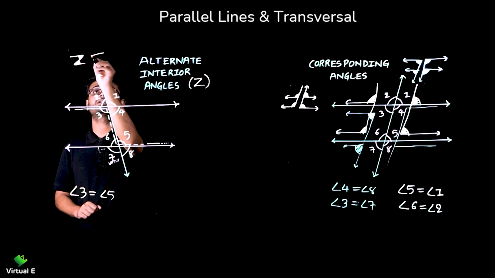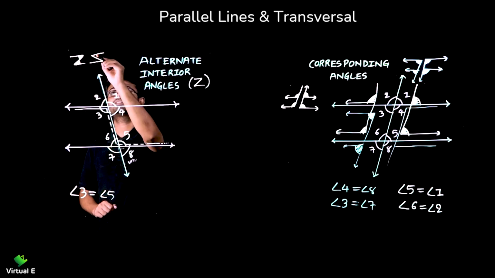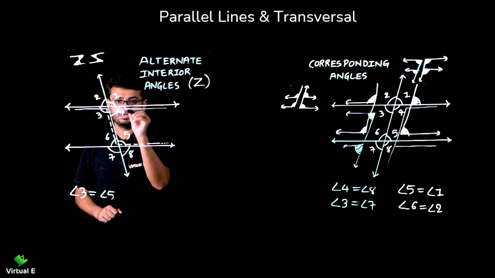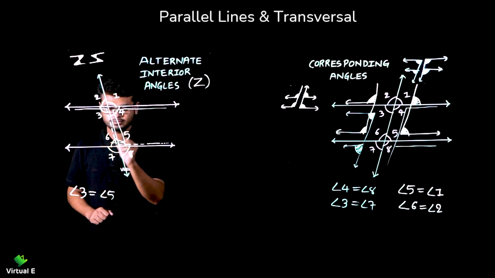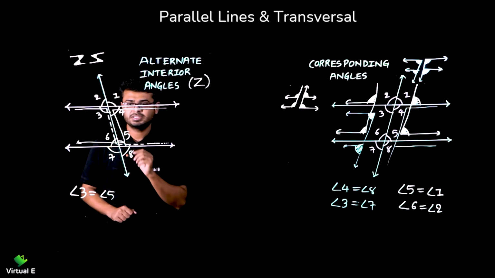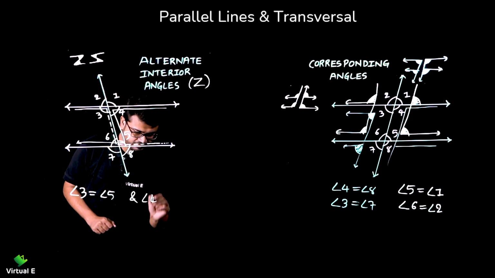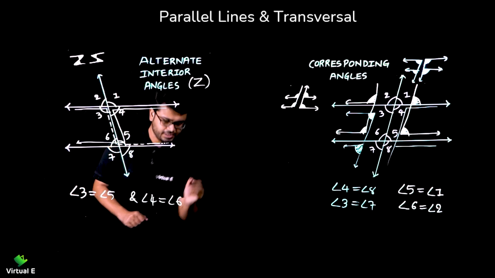Now one more Z, let's flip it. It will look something like this. So these 2 angles we are interested in. So this is the another one, right? This is the Z. So here angle 4 and angle 6. Angle 4 is equal to angle 6.